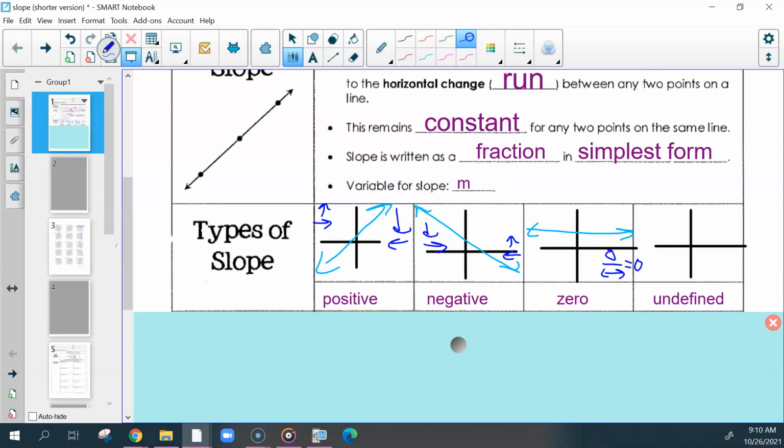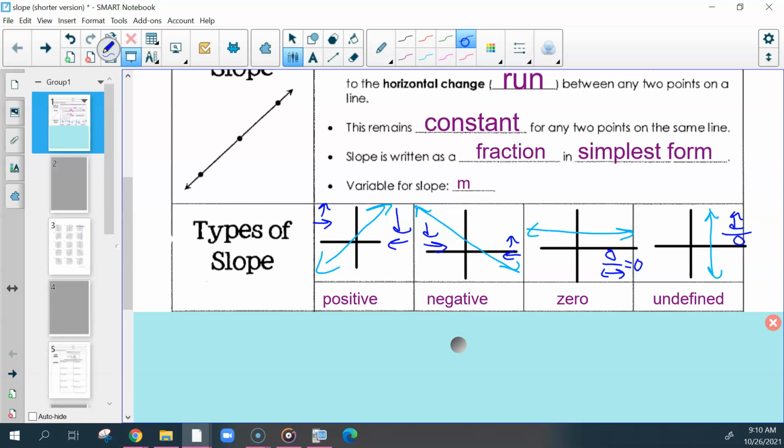And then for your undefined slopes, that would be a vertical up and down line. These undefined slopes have a vertical change, but don't have a horizontal change.